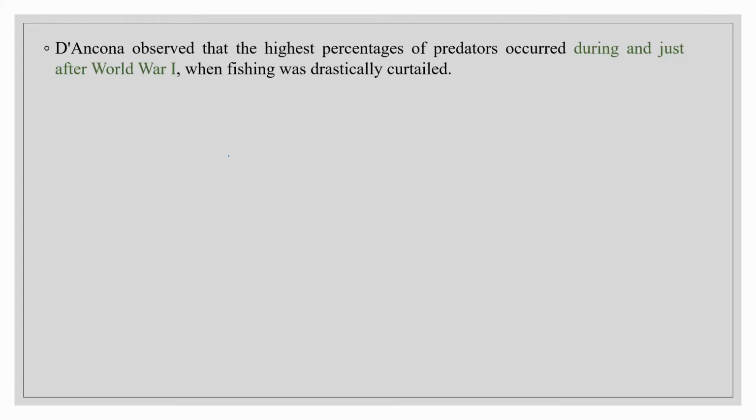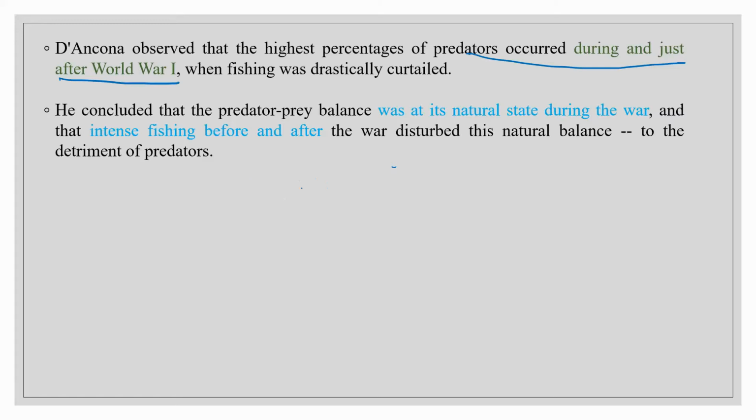Now he observed that the highest percentage of predator occurred during and just after the World War, when fishing was drastically curtailed. He concluded that the prey-predator balance was at its natural state during the war, and that the intense fishing before and after the World War disturbed this natural balance to the detriment of predators.